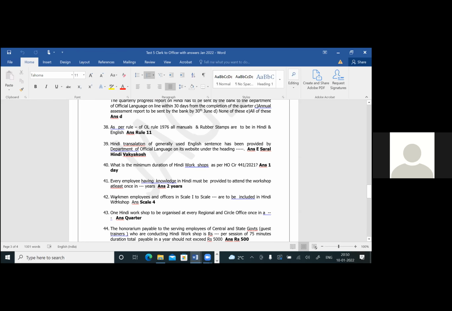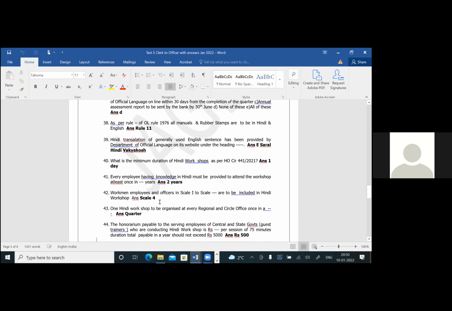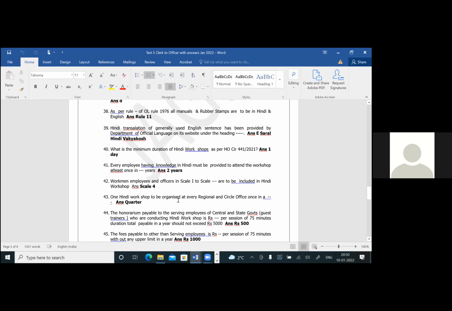Then question number 42. Workmen employees and officers in scale 1 to scale 4 are to be included in the Hindi workshop. Then one Hindi workshop to be organized at every regional office and circle office once in a quarter. All those things are given in HO Circular 441/21.